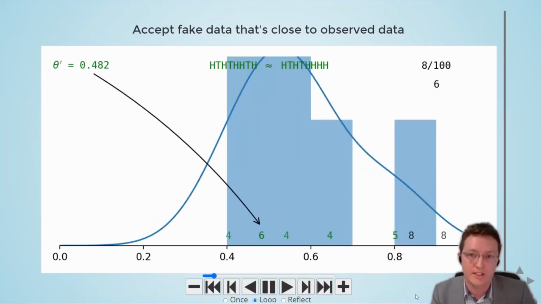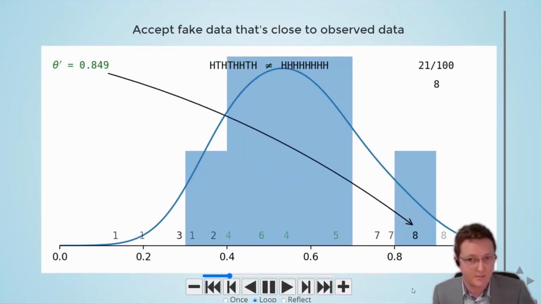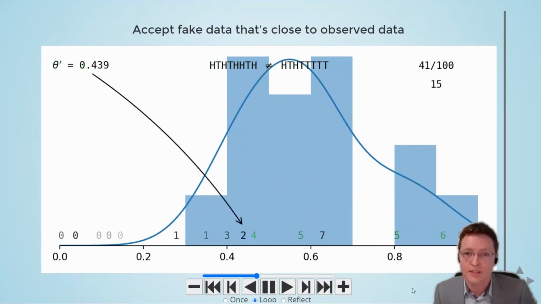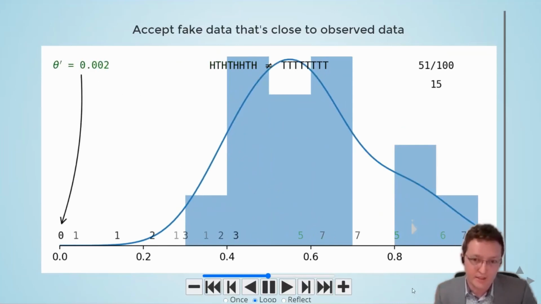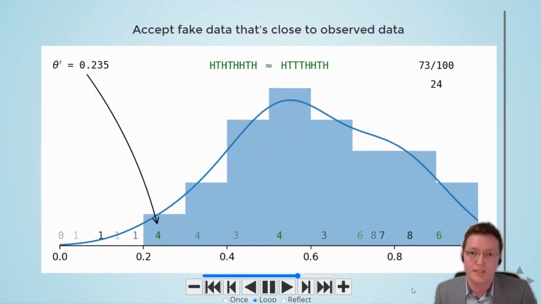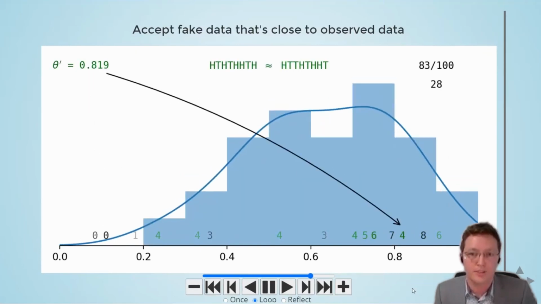And so this gets around the problem of it being impossible to perfectly replicate our observed data just by randomly guessing it. So we'll accept anything that's close enough, and we'll get an approximation to the answer.